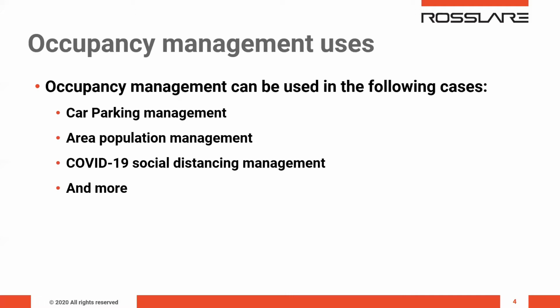The occupancy management use cases are car parking management and area population management, especially these days with the COVID-19 situation. You can use occupancy management for social distancing or crowd control activities. And of course, there are many other applications that you can think of. One of them can be limiting the number of users allowed in a server room or in a control room, for example.